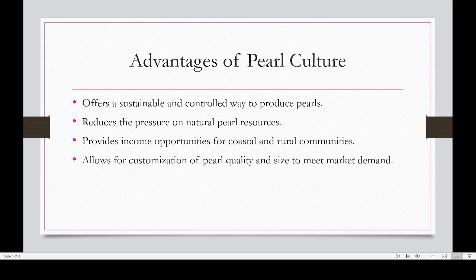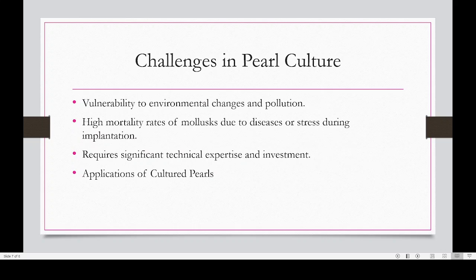If we want only small pearl, we can introduce smaller beads. If we want bigger pearl, we can introduce a slightly bigger nucleus. So that is the advantage of pearl culture. And what are the major challenges? Vulnerability. Vulnerability means if there is any kind of environmental change, that will affect the growth of the pearl. Similarly, water pollution can affect the growth of the pearl.